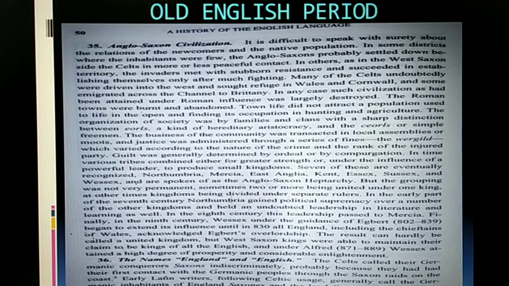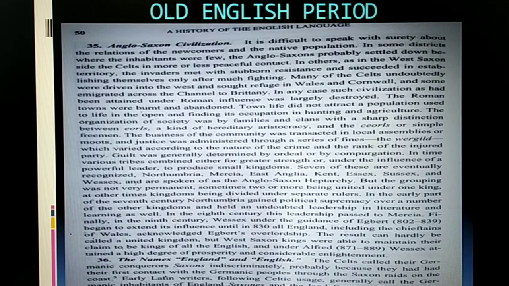Now we look at the Anglo-Saxon civilization. It's difficult to speak with surety about the relations of the newcomers and the native population. In some districts where the inhabitants were few, the Anglo-Saxons probably settled down beside the Celts in more or less peaceful contact. In others, as in West Saxon territory, the invaders met with stubborn resistance and succeeded in establishing themselves only after much fighting. Many of the Celts undoubtedly were driven into the West and sought refuge in Wales and Cornwall, and some emigrated across the Channel to Brittany. In any case, such civilization as had been attained under Roman influence was largely destroyed.